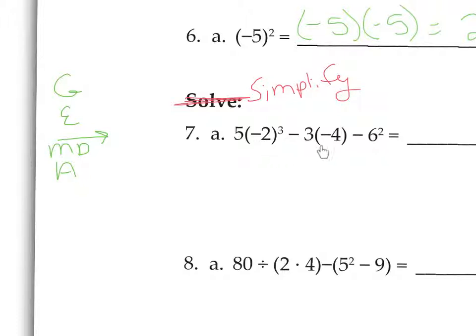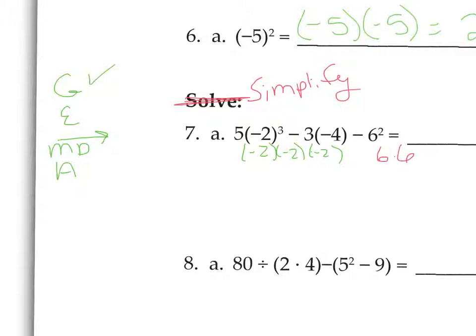It looks like we have some parentheses here, but there aren't any operations in them. So we don't have to do anything with grouping symbols. We do have some exponents, though, and that would be here and here. And if you look, this is a really good example of the difference between the parentheses and the not parentheses with the negative sign. This is negative 2 cubed. Negative 2 times negative 2 times negative 2 here. But here, the negative is not part of the exponent. This is just 6 times 6.